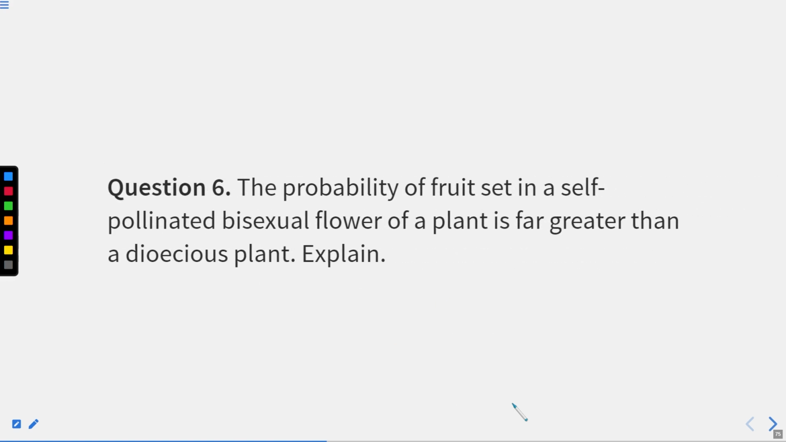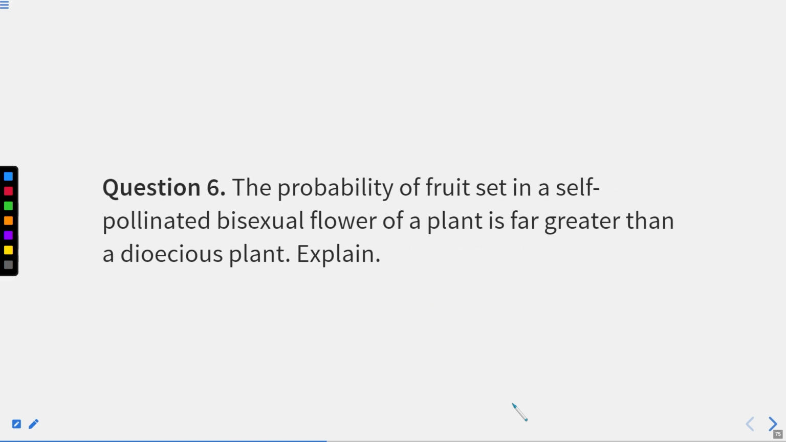Now let's talk about the next question. The probability of fruit set in a self-pollinated bisexual flower of a plant is far greater than the dioecious plant. Now bisexual flower and dioecious plant, these are the two terms that they have mentioned. So what is a bisexual flower? Bisexual flower, you already know, consists of both the reproductive structures, meaning both male and female reproductive structures.